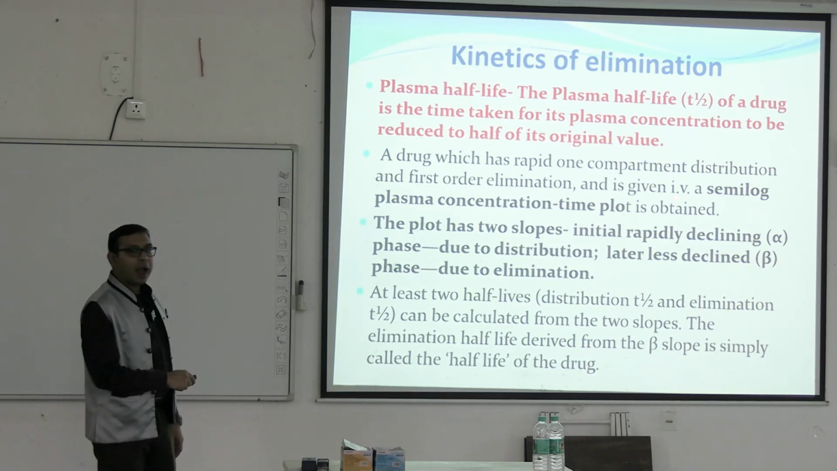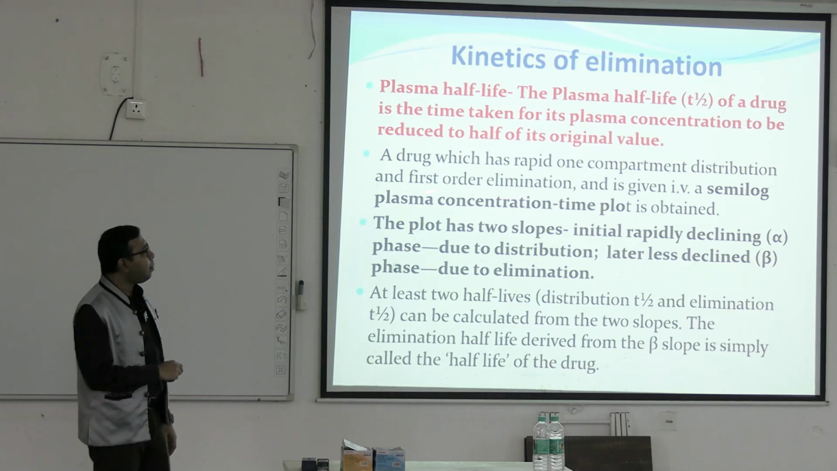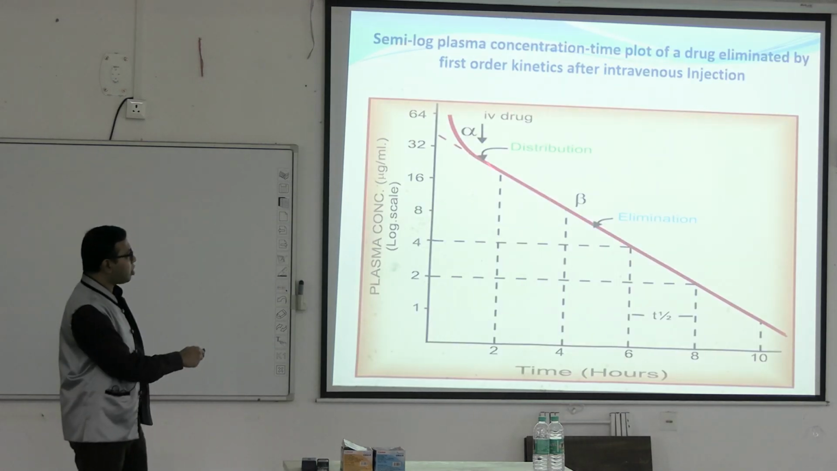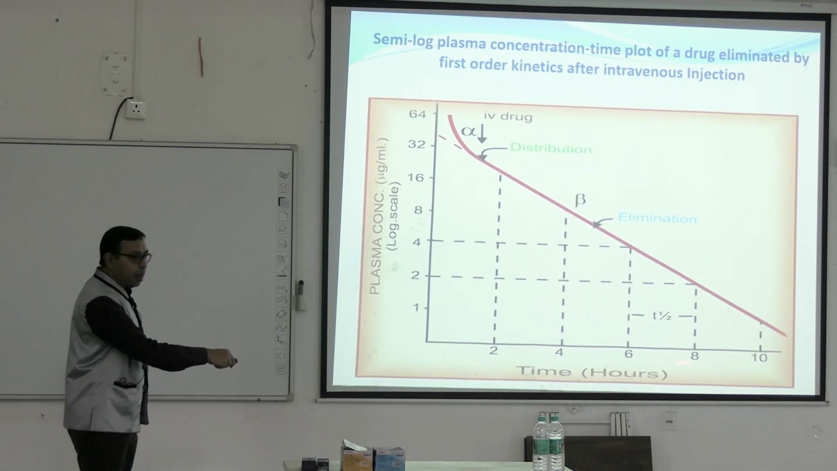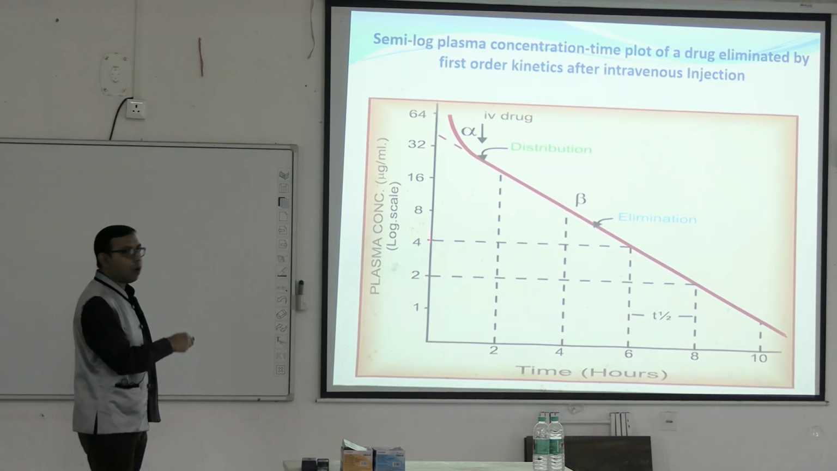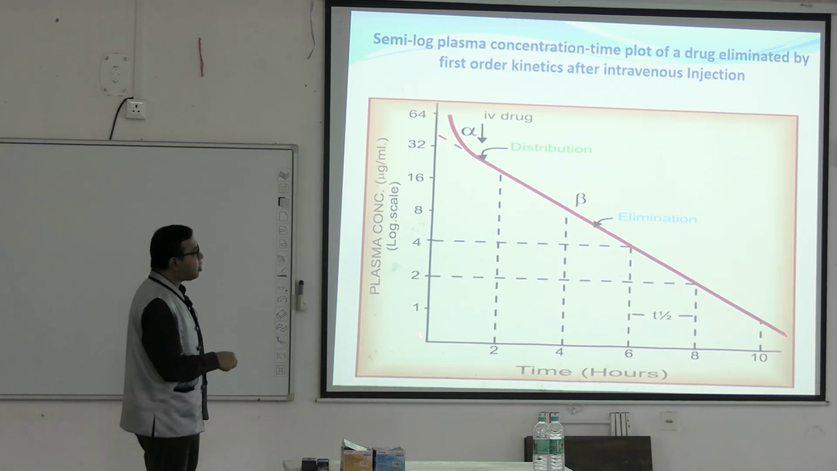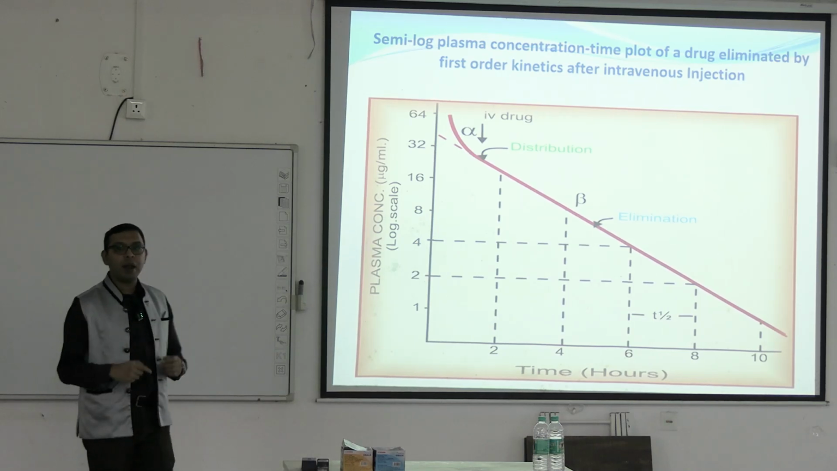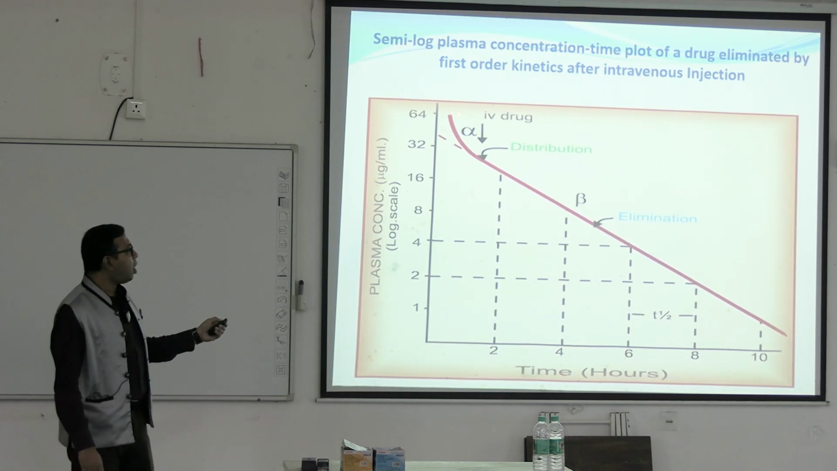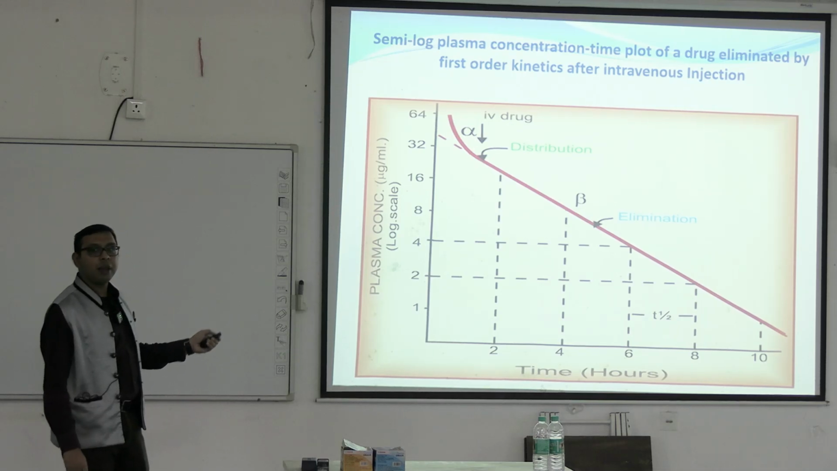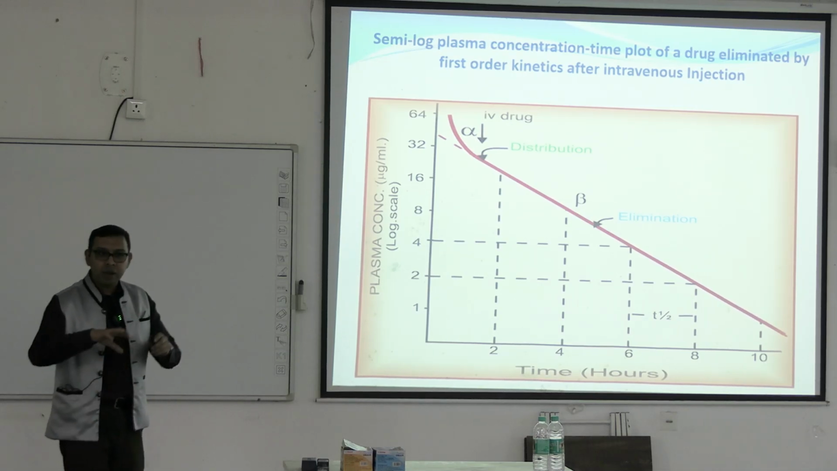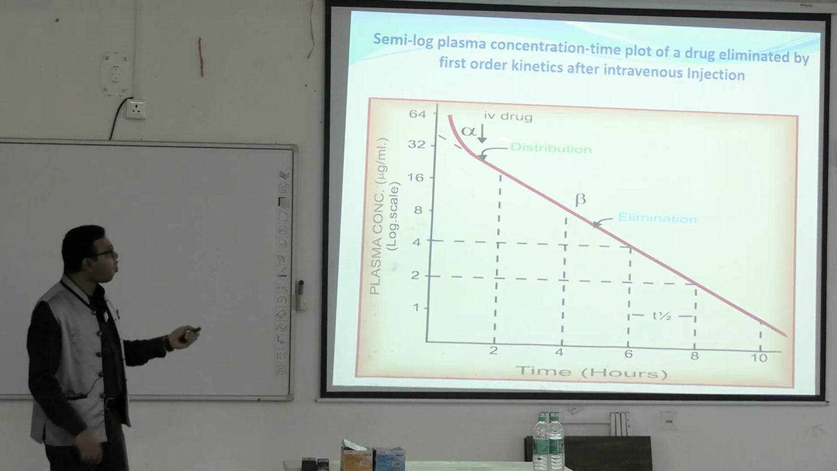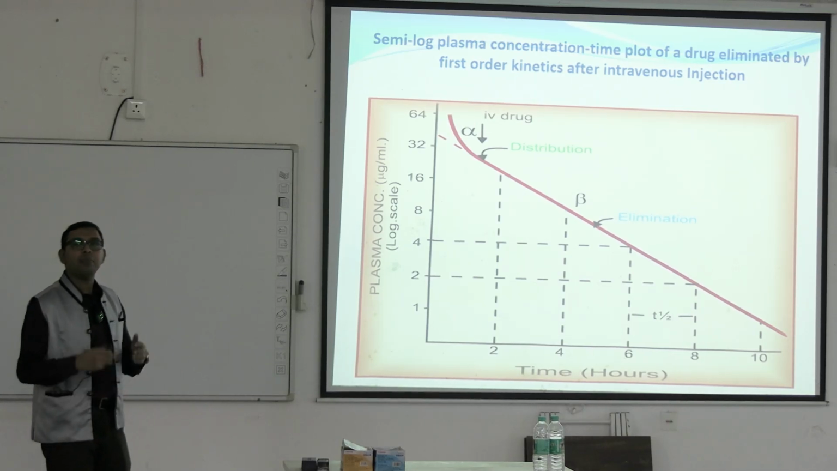Okay. So for a drug which has rapid one compartment distribution and first order kinetics, and is given intravenously, a semi-log plasma concentration time plot can be plotted. Like this. You can see this is the time in hours and this is the plasma concentration of the drug. This is the x-axis, this is the y-axis. When a drug is given by intravenous route, firstly there will be a rapid reduction. This happens due to the distribution of the drug in different tissues, and then it comes to the elimination.